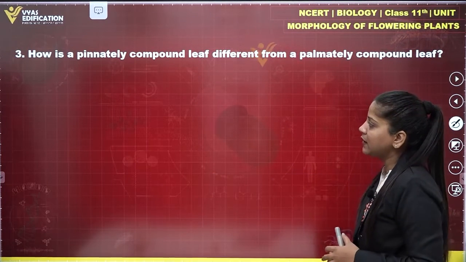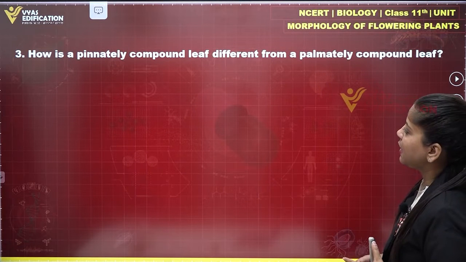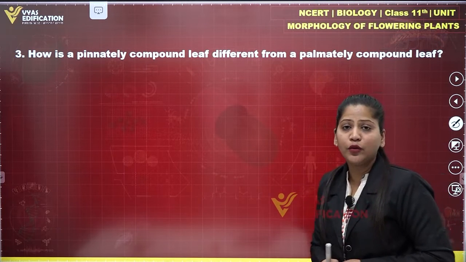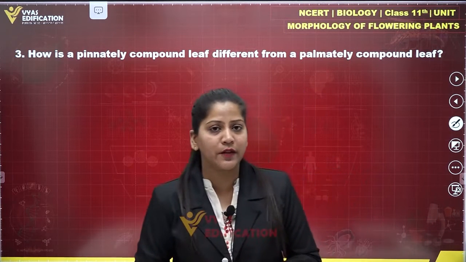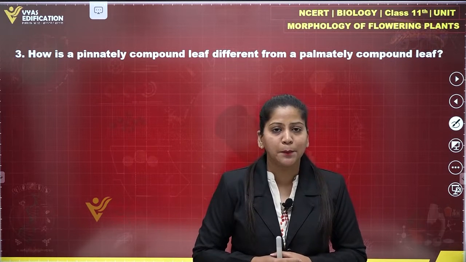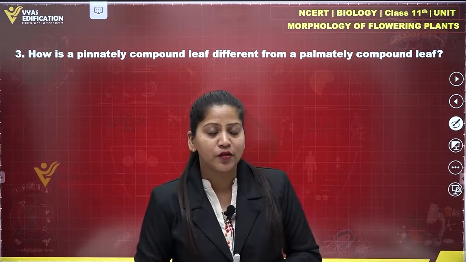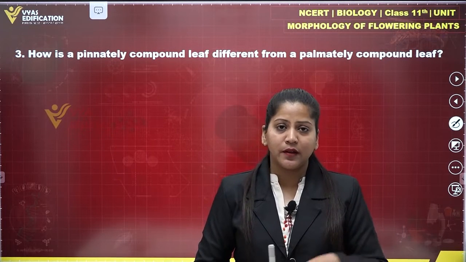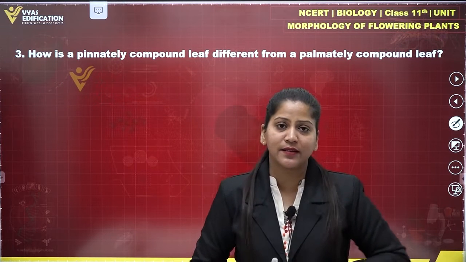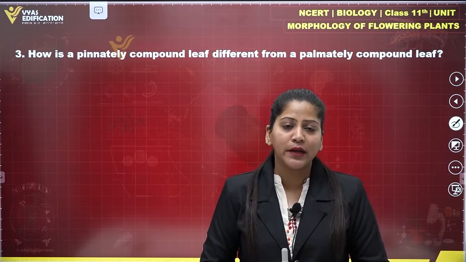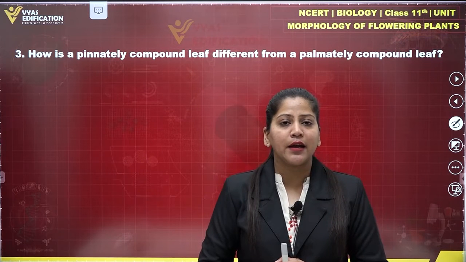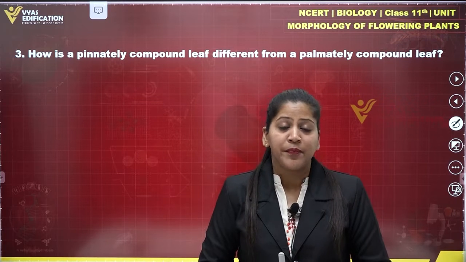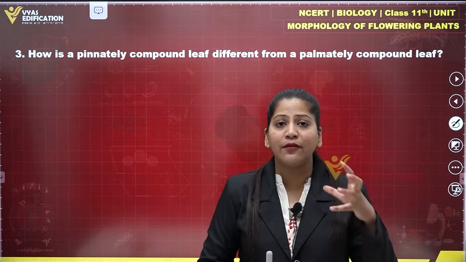Question number 3: how is a pinnately compound leaf different from a palmately compound leaf? We have to differentiate between these two types of leaves. First of all, pinnately compound leaves are the leaves in which the leaflets are attached to a common axis, and the common axis is known as rachis. For example, we have neem.